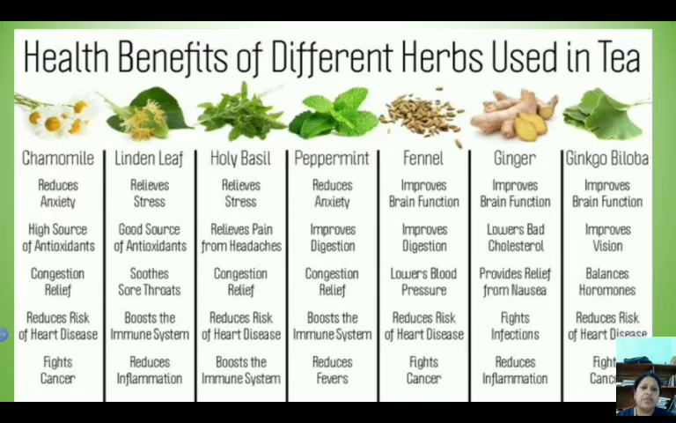Even peppermint leaf, peppermint, you can see it reduces anxiety, improves digestion, gives congestion relief, boosts the immune system, and reduces fever. Next is fennel. All these are found in your kitchen. It improves your brain function and your digestion, lowers your blood pressure, reduces the risk of heart disease, and even fights against cancer.